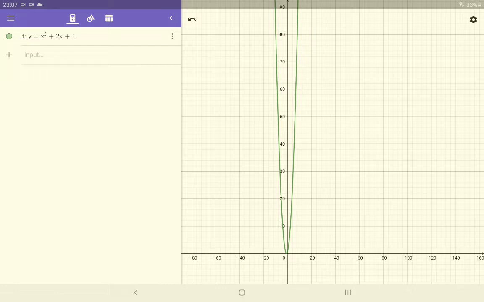So you can see the structure of the graph of a quadratic function. Its parabola is again opening in the upward direction. Okay, now let us see the square root function.